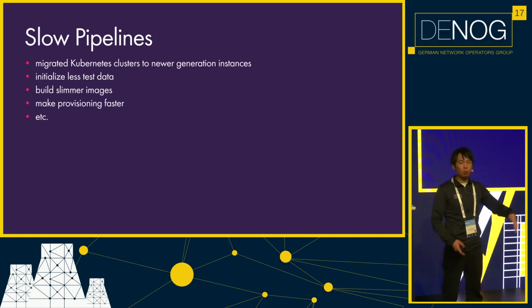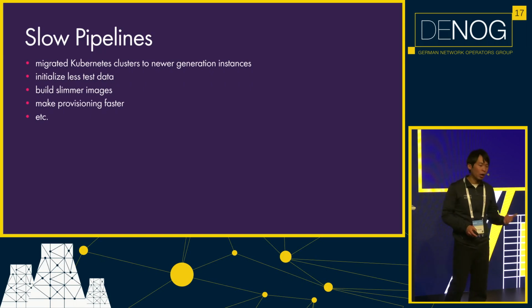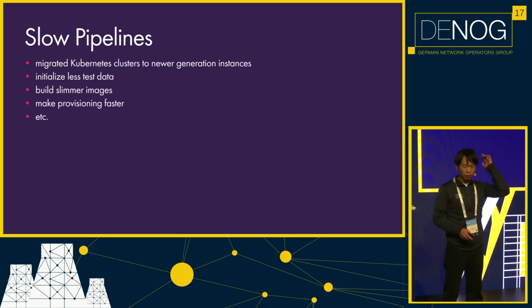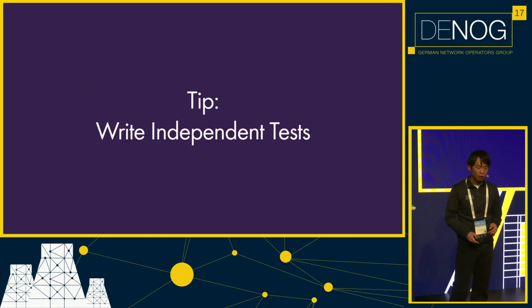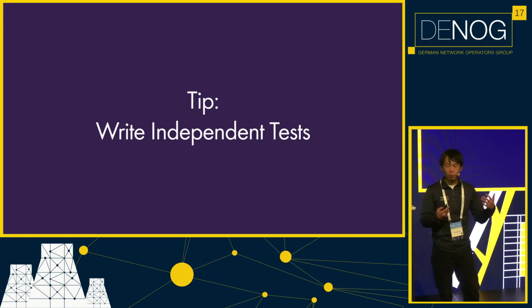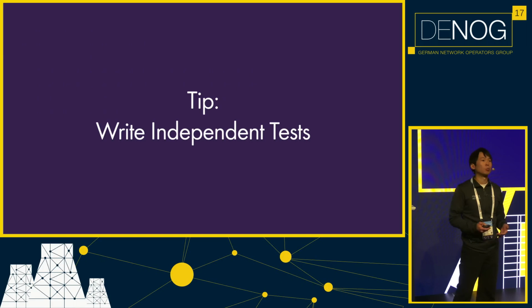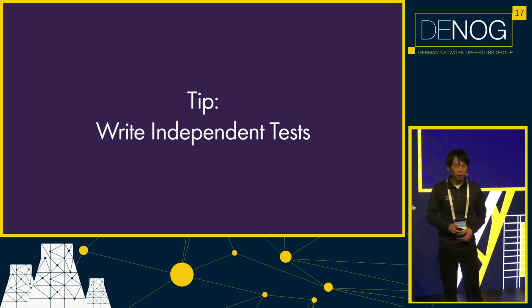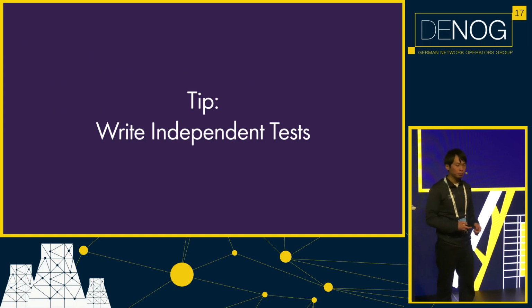Also, if you talk about slow pipelines, there's a whole other bunch of things you can do. We got newer hardware, tried to figure out how to use less test data, slimmer images, and so on. So there are a bunch of other things you can do to make your pipelines a bit faster. The tip here is write independent tests. You don't have to parallelize everything from the start because it could be just making things more complicated for no reason. But if you start by making your tests independent, then it will be easier to parallelize things down the road when you need to.